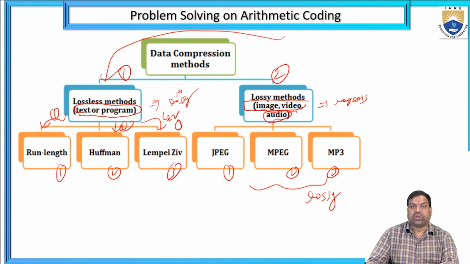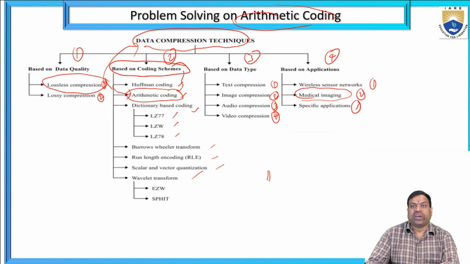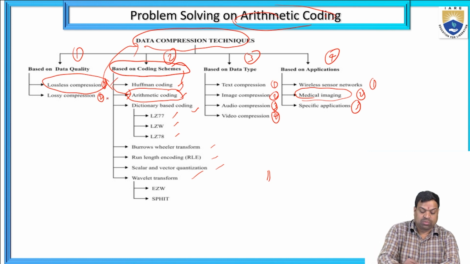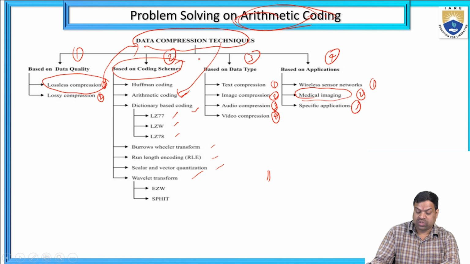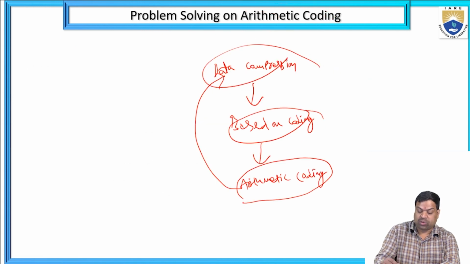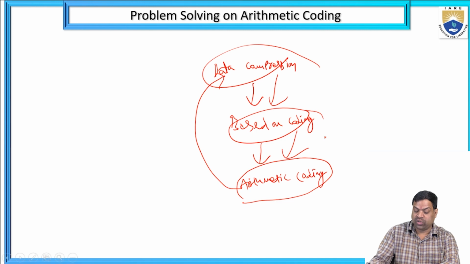So finally, data compression methods are of two types. Lossless is for text or programs, and lossy is for image, video and audio. The major lossless methods are run length coding, Huffman coding and Lempel-Ziv, and the lossy methods are JPEG, MPEG and MP3. Data compression techniques are based on data quality, lossless and lossy, and based on coding scheme, there are Huffman coding, arithmetic coding and LZ coding. Today we discussed arithmetic coding, which is under the coding scheme category.